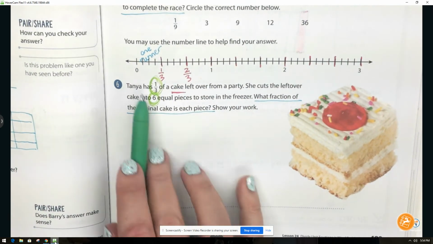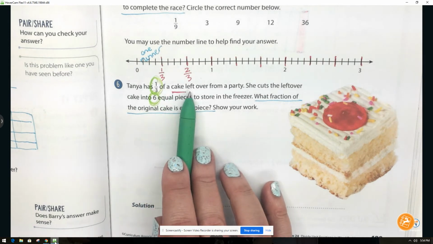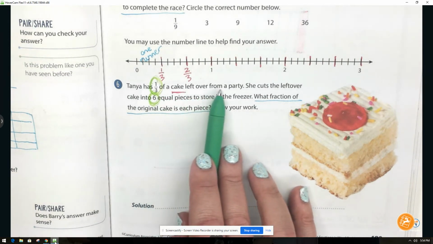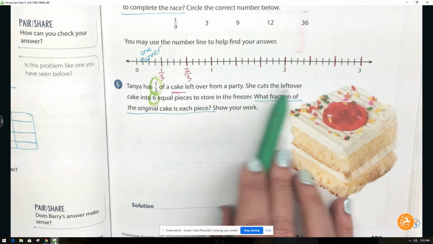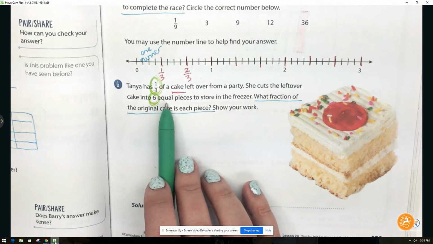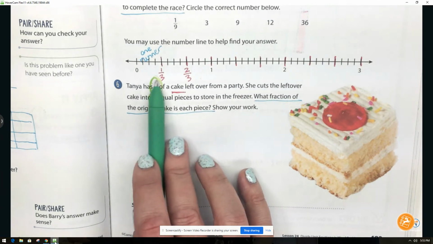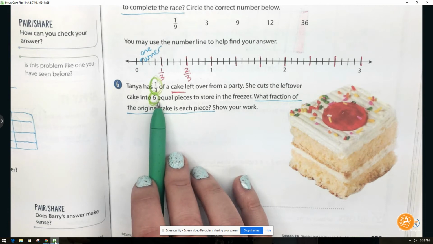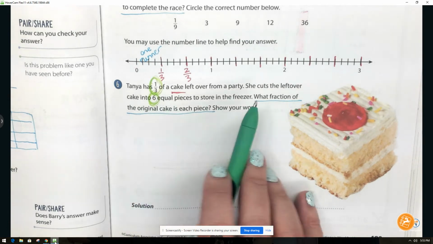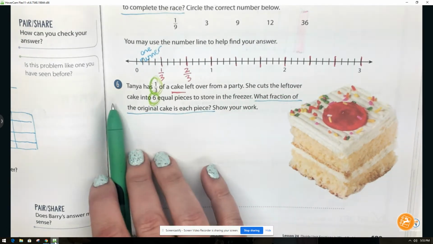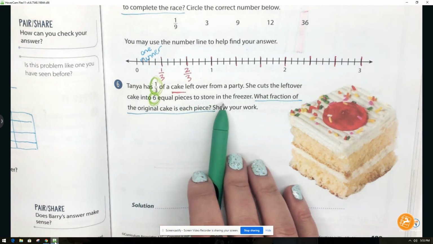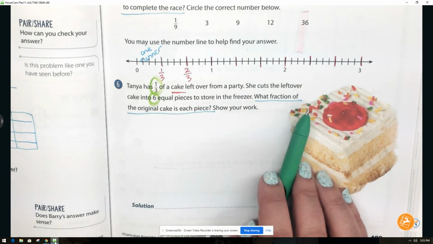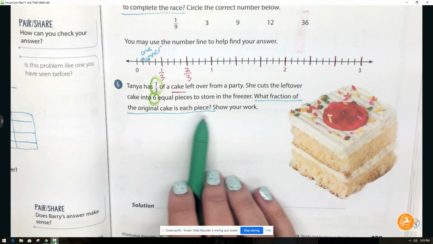Number 6, Tanya has 1/3 of a cake left over from a party. She cuts the leftover cake into 6 equal parts. Man, she's cutting 1/3 of a cake into pretty small pieces. They won't give very much cake. That's sad. Anyway, she cuts the leftover cake into 6 equal pieces to store in the freezer. What fraction of the original cake is each piece?